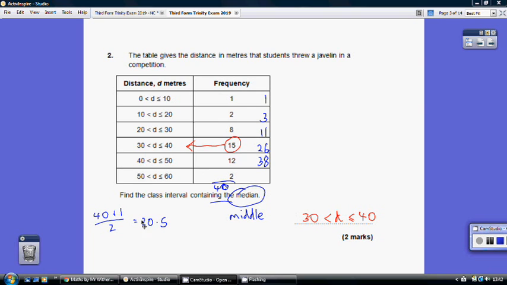Question 2, we've been asked to find the class interval containing the median. So which of these rows contains the median? So median is the middle one. So how many students have we got? Well, if we add up the frequencies, we've got 40 students.